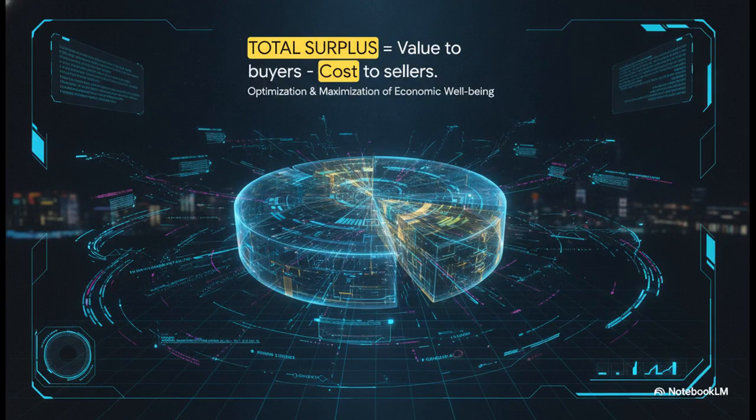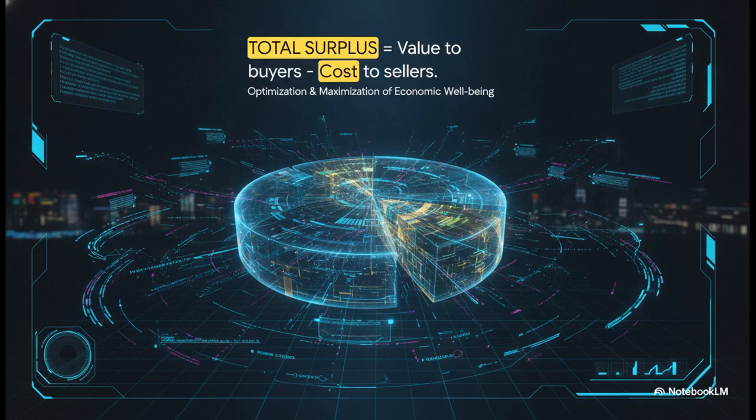Now that we've mapped out both the buyer and seller parameters, we can combine these data sets into the master equation for the entire market system. This brings us to total surplus, which is simply the sum of consumer and producer surplus. Because the amount paid by buyers is exactly equal to the amount received by sellers, those two variables actually cancel each other out in the math. What we're left with is this.